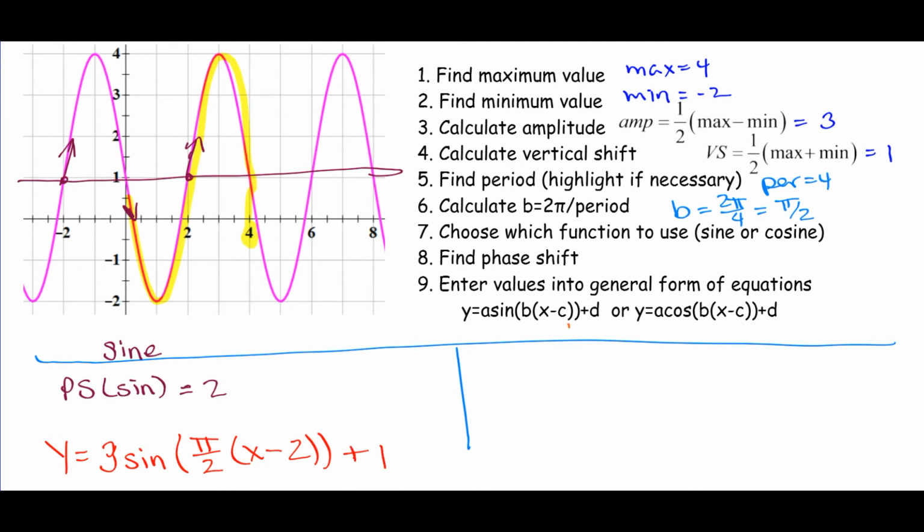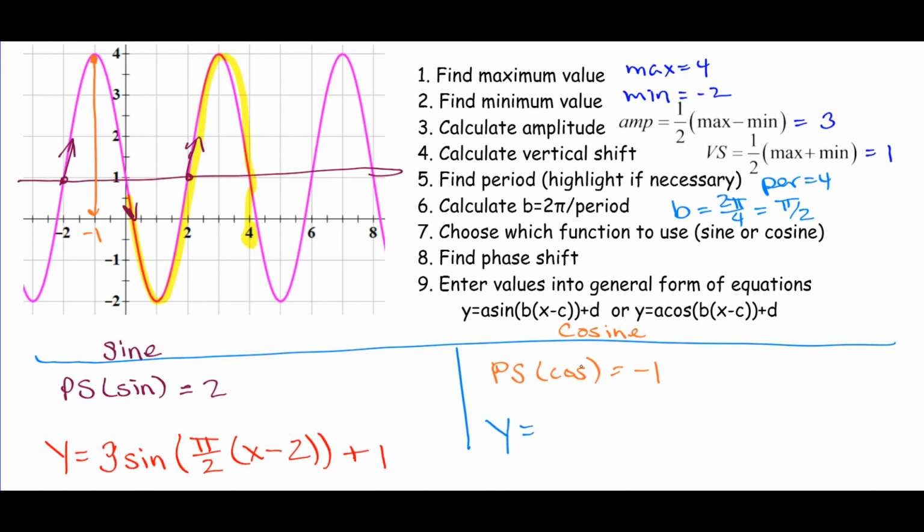If instead we work in terms of cosine, my phase shift, remember here I'm looking for a maximum point, so this one's closest to the y-axis, so I'm going to come down, and that's happening at -1. So my phase shift for cosine is -1, and then again I can write my equation.